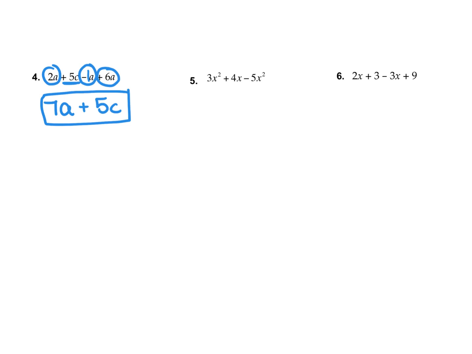All right, so here's one where we've got the exponents. So I have 3x squared plus 4x minus 5x squared. So I'm going to be taking my x squareds and combining them. And so I have 3x squared minus 5x squared. That's going to give me a negative 2x squared. And now I don't have anything to combine with this plus 4x, so I'm just going to rewrite it there. And this is all the further it can be simplified.